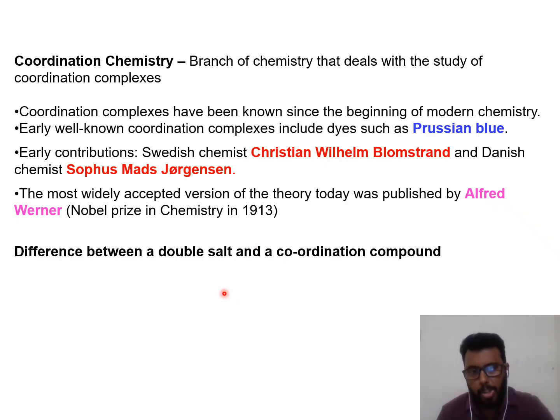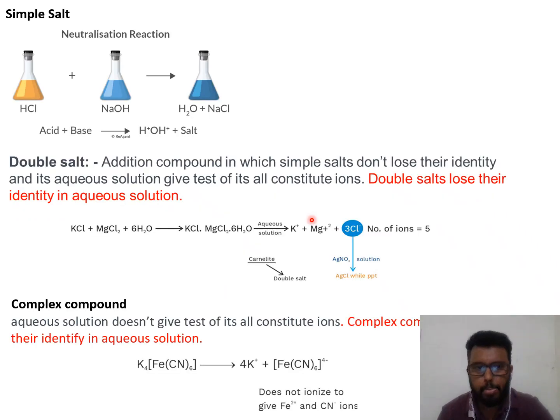Before you start coordination chemistry, you should know the difference between a double salt and a coordination compound. Let's see what is a simple salt or double salt and what is a complex compound. A simple salt is formed by an acid-base reaction. For instance, you take hydrochloric acid, react it with sodium hydroxide, and you will get sodium chloride and water. The sodium chloride is the simple salt, and this is the simple acid-base reaction.